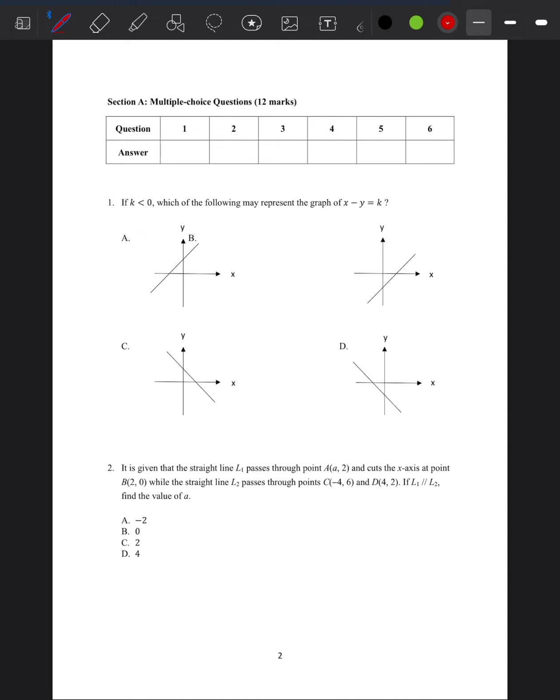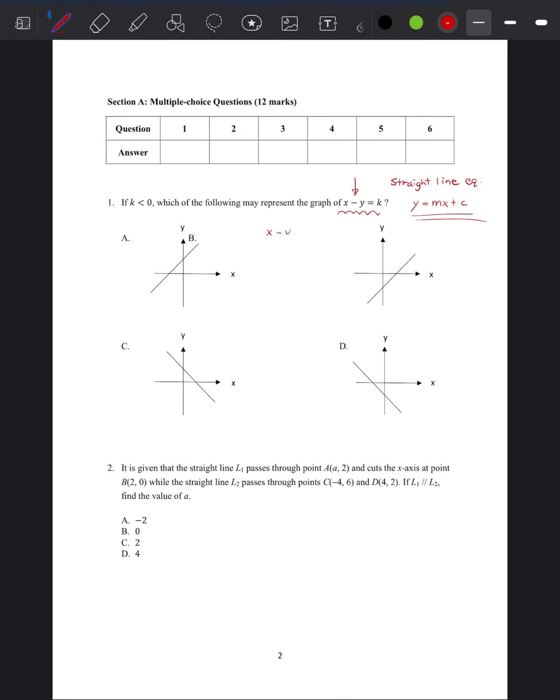They give you 4 graphs and it asks you which one will represent this graph of x minus y equals k. So you can see that all of those graphs are straight lines, so you know we're talking about straight line equations, and therefore you will think about y equals mx plus c. In this case, the first step we have to do is change this equation in the form of y equals mx plus c.